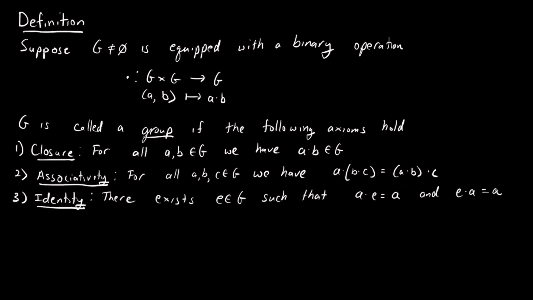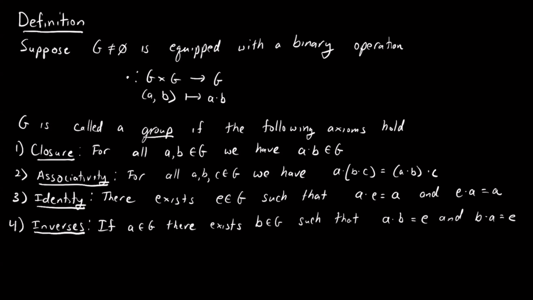I want to make sure that I have an identity element. So there exists some element, which is typically called E, such that A·E is equal to A, and E·A is equal to A. This element is often called the identity element. It's sometimes also called the neutral element. Think of this as, if we're thinking about multiplication, like the number 1, where A times 1 is always equal to A, and 1 times A is always equal to A. So this is our identity element.